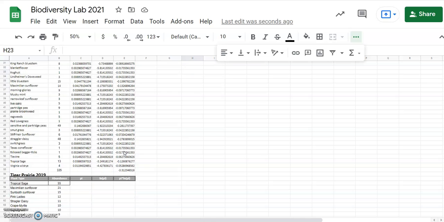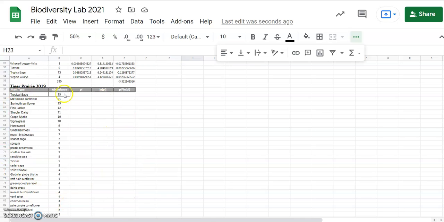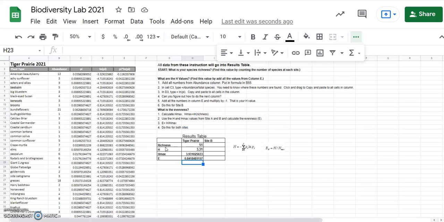What you're going to do now is come down here and do all of those same things for Tiger Prairie 2019. These instructions will tell you exactly what to do. Start here with your richness and then move all the way through, and you should be able to have this whole table filled up. Again, the higher H is, the more diverse. The closer E is to 1, the more even.